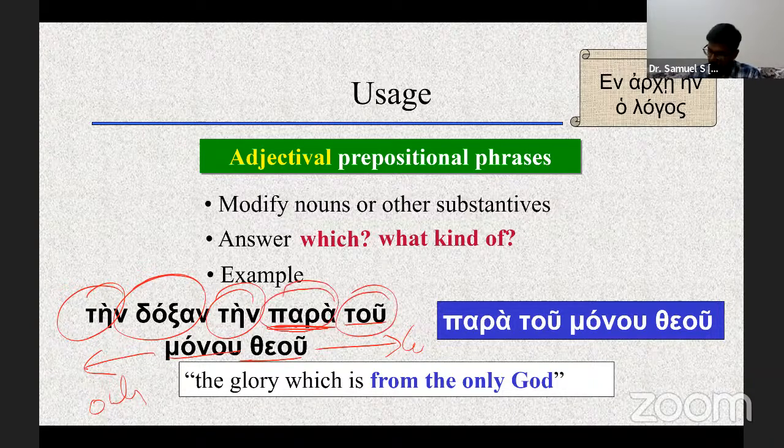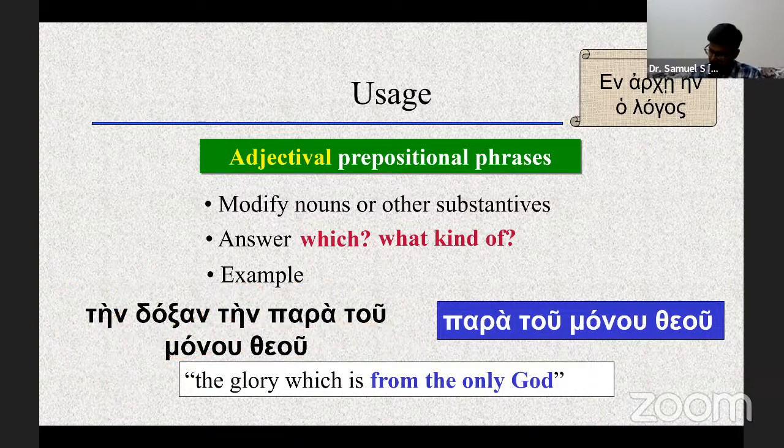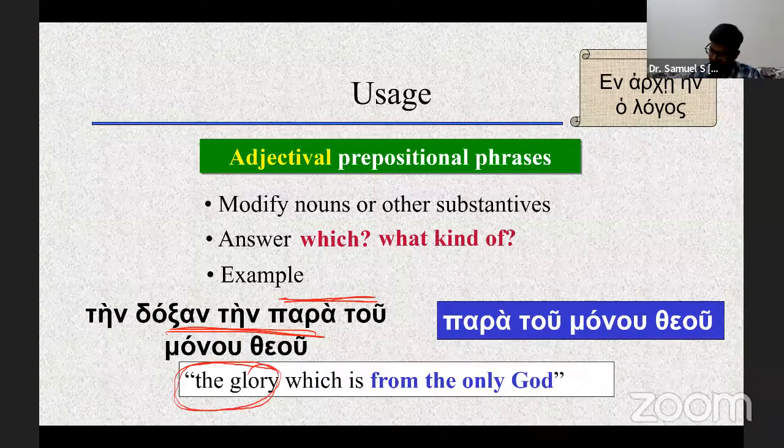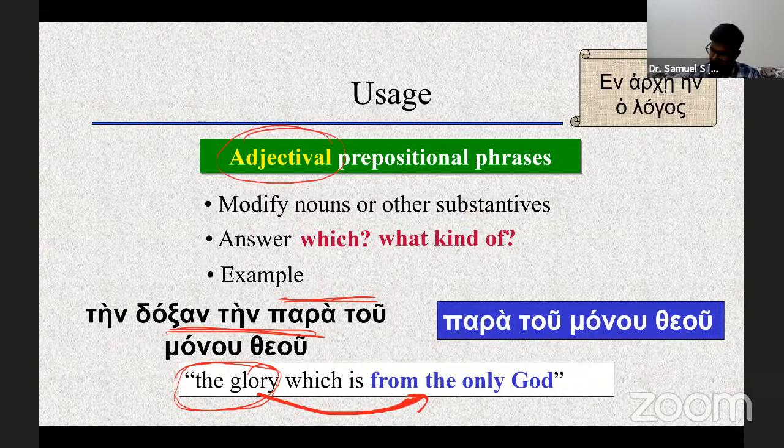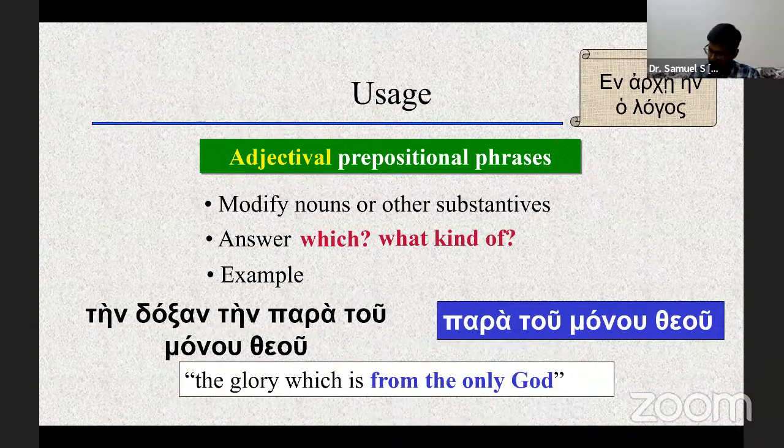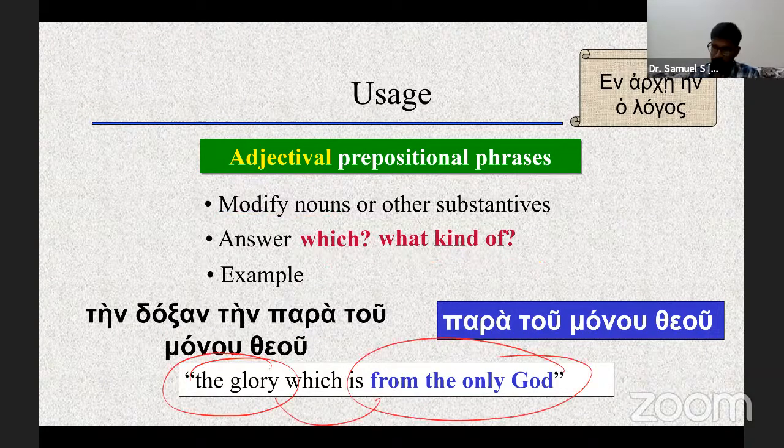Only God. So the glory, which is from the only God. So what is the prepositional phrase communicating? A prepositional phrase is answering the question, which glory? The glory which is from the only God. The idea of an adjective. It's in a way modifying glory. It's not just any glory. It's that great glory which is from the only God. Modifying the noun. Answering the question, which, what kind? Some aspect about the noun.